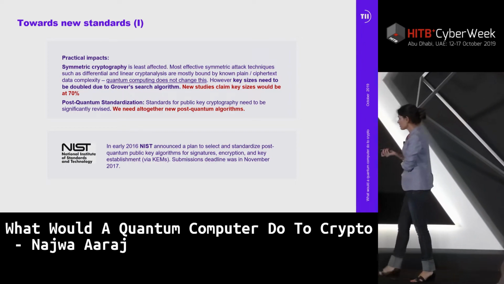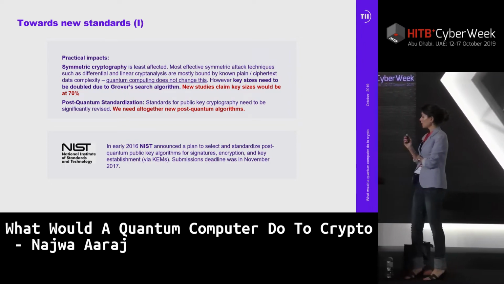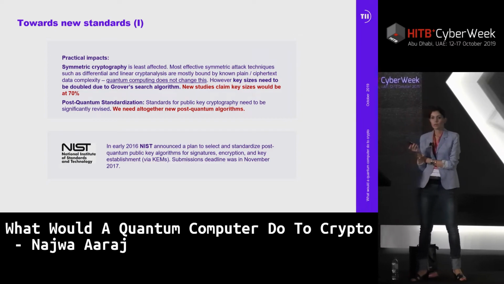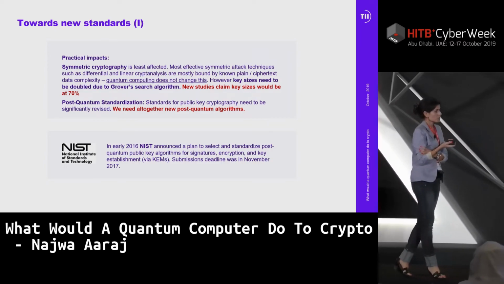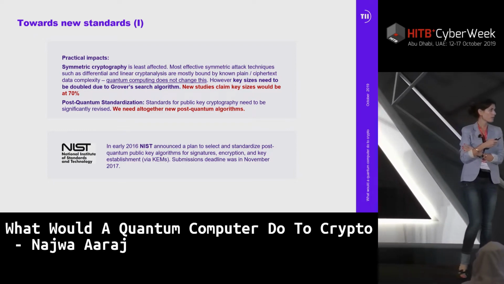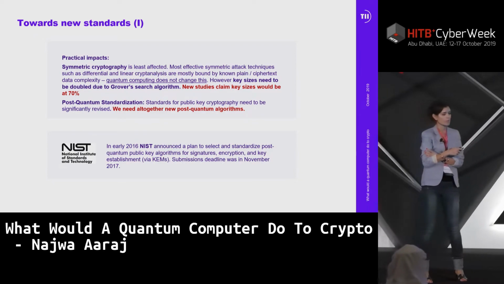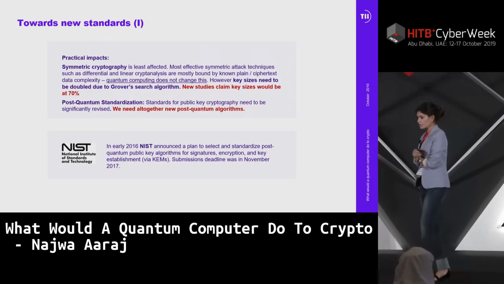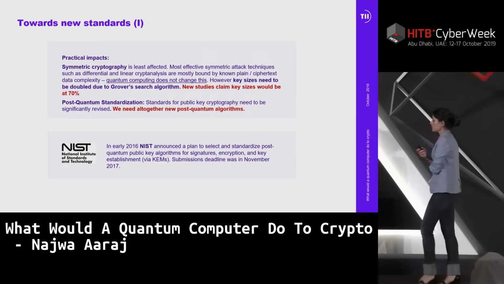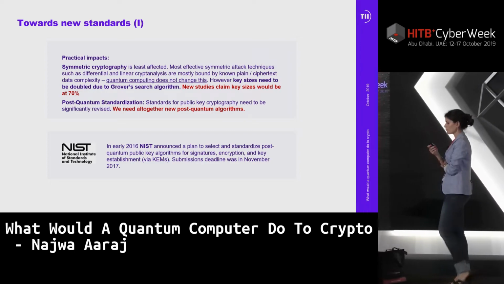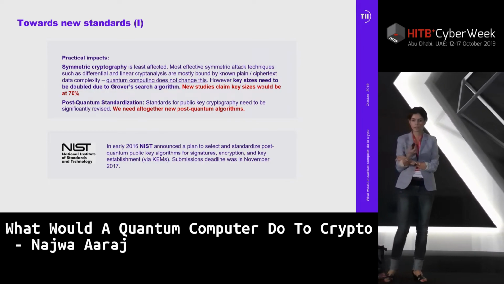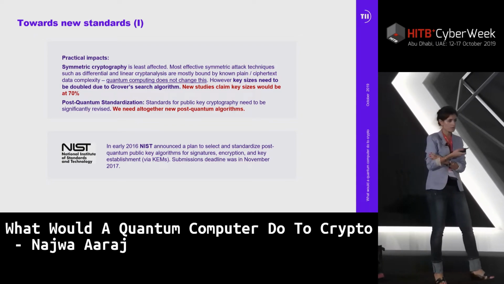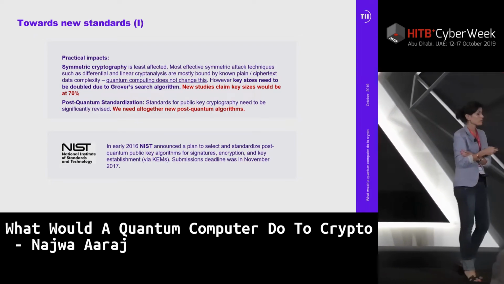They already filtered candidates in 2017 and in August 2019, a few months ago in Santa Barbara. And as we saw before, 26 algorithms have survived so far. So the call was for submission of algorithms for digital signatures, for key exchange, which in the context of post-quantum crypto we call KEM, or key encapsulation mechanisms, and for public key encryption.